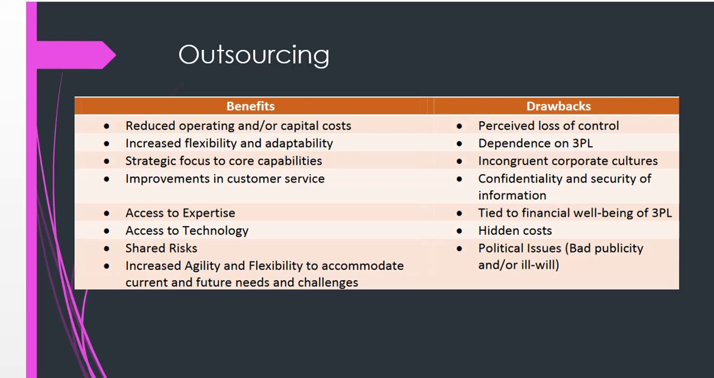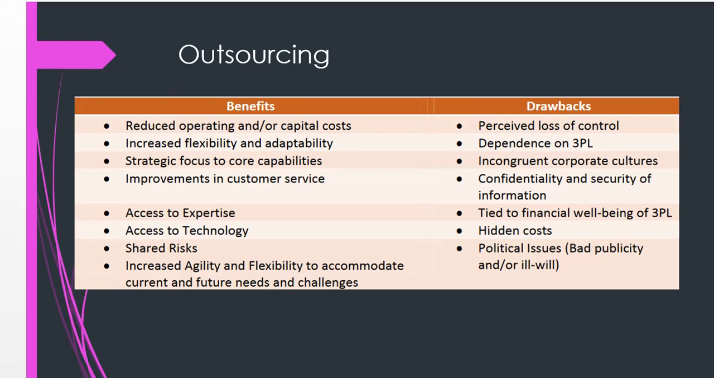However, the disadvantages include loss of control. We no longer control our own IT systems and what happens in them. We depend on this third party to provide us with the service that we require. If corporate cultures don't tally well, then we've got a problem of companies that may not be pulling in the same direction. Confidentiality and security of information may be lost, and some of the information may actually be spied on or hacked. Also, we are tied to the well-being of that company. So if that company does not perform well, then we are also at risk of receiving a bad service. There are a lot of hidden costs as well as political issues between the various companies.